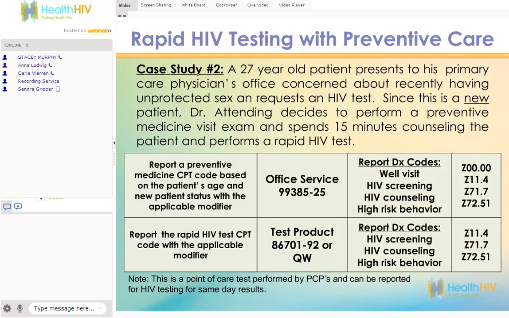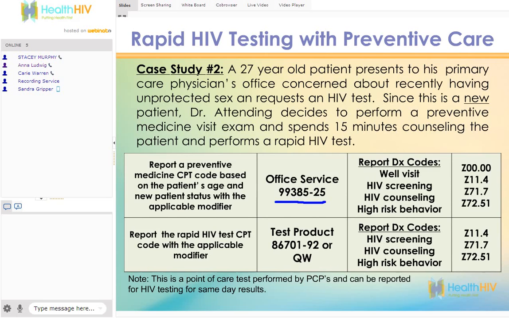The second scenario is a rapid test with preventive care. A patient comes in to their primary care physician's office concerned about recently having unprotected sex, and they request an HIV test. This is a new patient, so the physician does the preventive exam and counsels the patient. They also do a rapid test. So this particular encounter is a new patient preventive medicine visit exam. So you'll notice we use the new patient preventive code 99385.